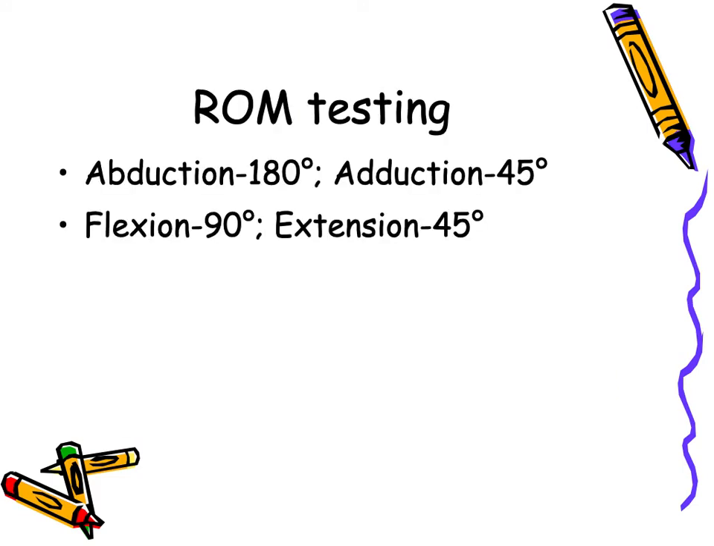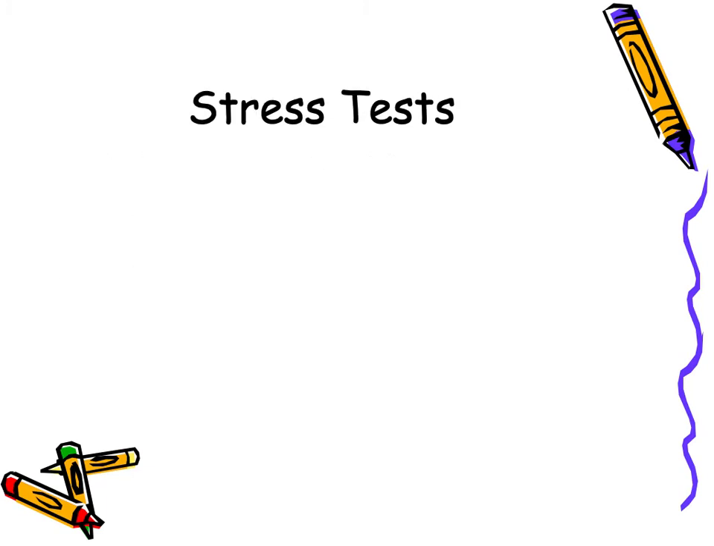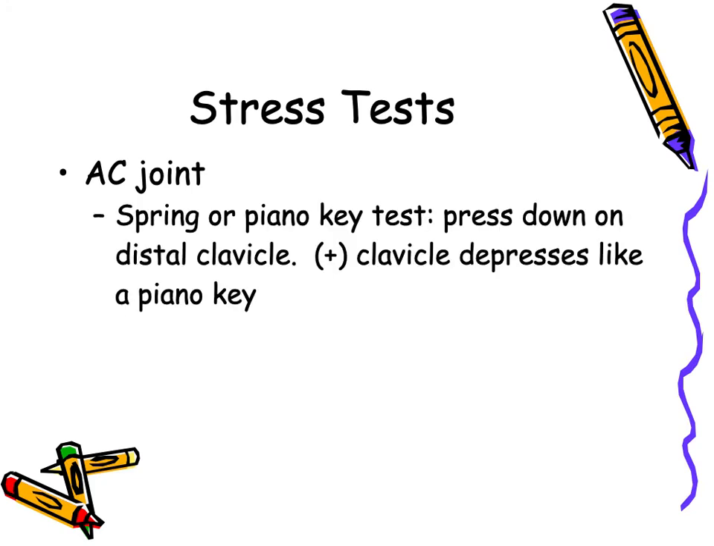All right. Here's our range of motion and the degrees of motion for abduction and adduction, flexion, extension, internal and external rotation. Our stress test for the shoulder, we're going to start with the AC joint. I talked about it in a lecture, the spring or piano key test. Press down on the distal clavicle. A positive sign is the clavicle depresses like a piano key, and they have pain.